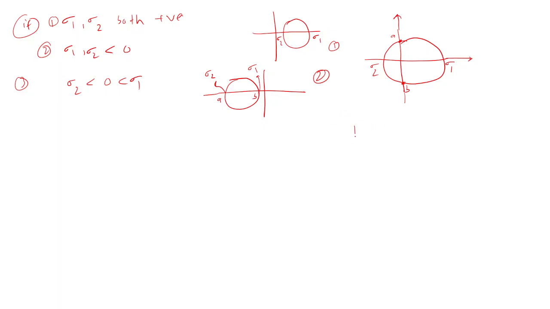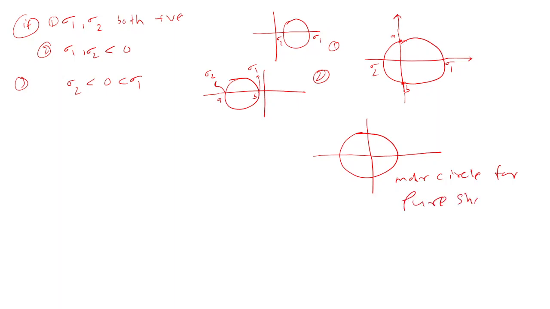For pure shear, what would the Mohr circle be? The Mohr circle would be like this, with the center at the origin, for pure shear, right? Then why are we not saying this is pure shear? Why is this not pure shear? Sir, now I got it.